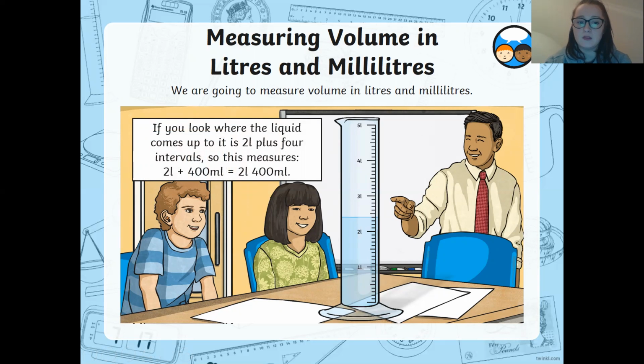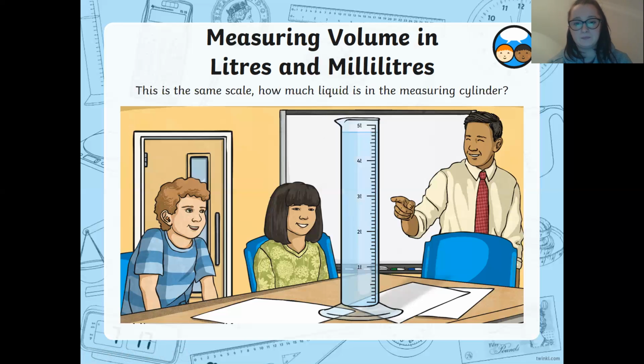If you look where the liquid comes up to, it's up to 2 litres plus 4 intervals. Each little interval represents 100, doesn't it? Miss Dunn's getting confused now. So 2,000 millilitres, 2,100, 2,200, 2,300, 2,400. So it'd be 2 litres and 400 millilitres, or it could be 2,400 millilitres.